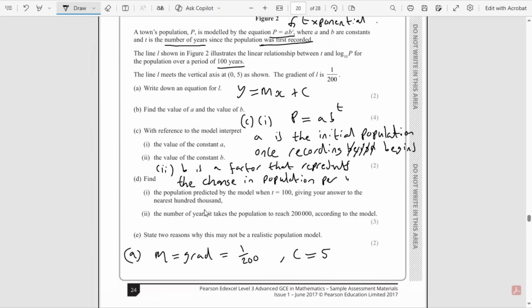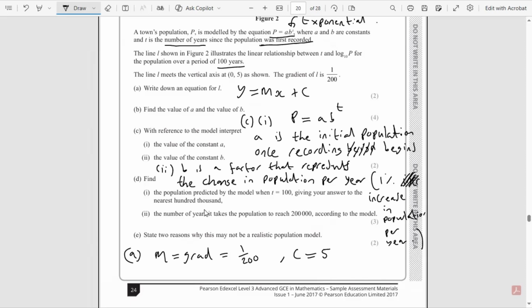Now, alternatively, you could say for your answer with a question like this that this represents a 1% increase per year. So you could also say that as well. Let me cross that out and write this down here. So you could say that B represents a 1% increase in population per year. It's very important that you state the units of the question. So this is a population change per year. Fantastic. So that's part C done.